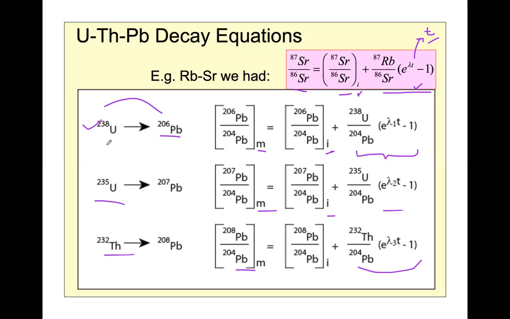So you always remember 238 corresponds to 206, 235 corresponds to 207, and 232 corresponds to 208. This is very important, right? You can't interchange these, and don't get confused. Remember the correct system and apply the correct terms in the equation.